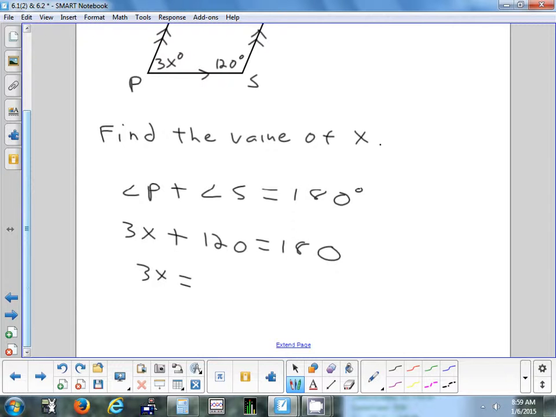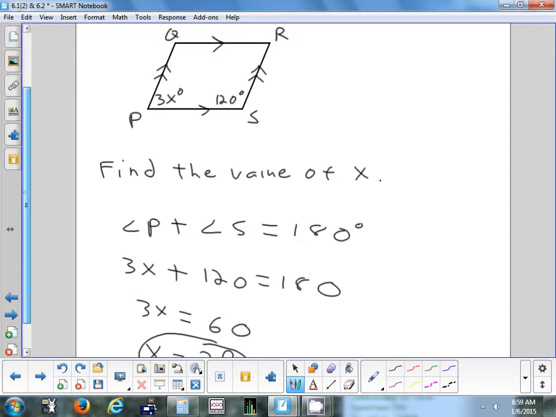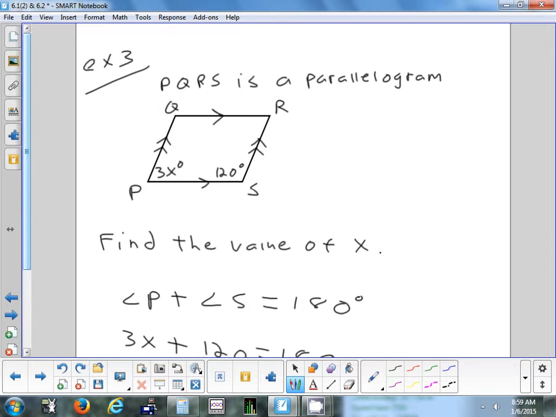So subtract 120 from each side. That's going to leave you with 60. So what is x here? Yeah, 20. Now go back, read the directions, and see, did they want you to find x or did they want you to find the angle? They said find x, so we're done.